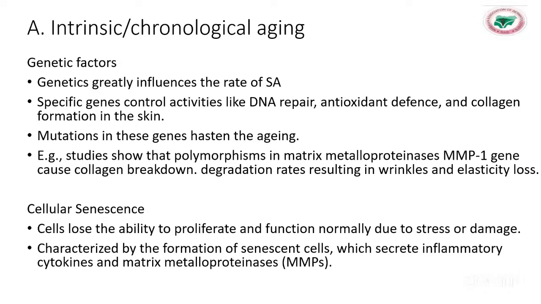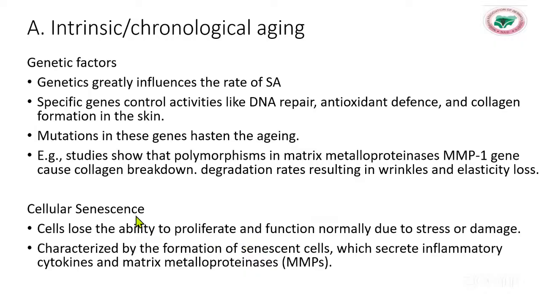So specific genes control DNA repair, antioxidant defense, and collagen formation in the skin. Mutations in these genes will hasten aging. An example of such mutations is polymorphism in the MMP1 gene. This gene is responsible for collagen breakdown, so the degradation rates will increase as well as elastic fiber loss when we have polymorphism in this gene.